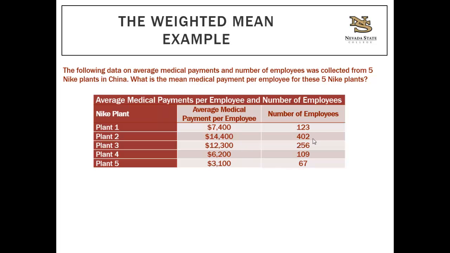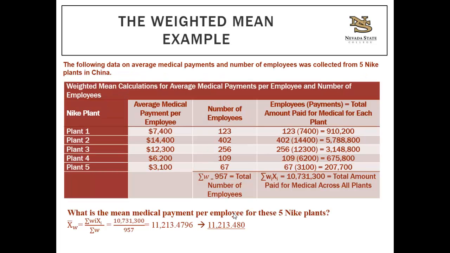But then you also look at the number of employees, because we can't just say, okay, what's the average medical payment per employee across all of the Nike plants? You can't just add these means together. You can't even add these means together and divide by how many means there are, because you have to take into account how many employees were at each one of these factories.